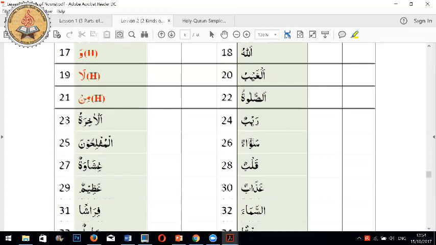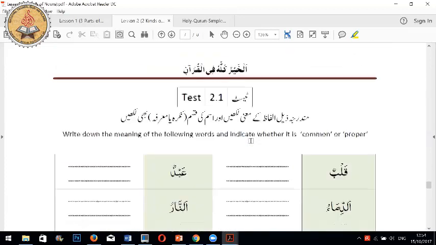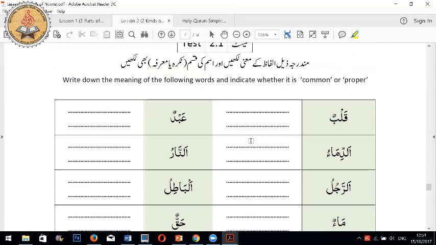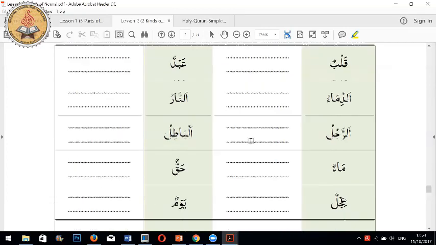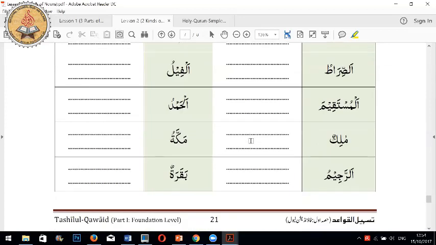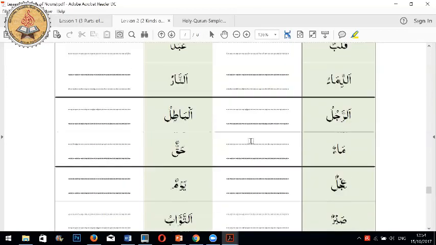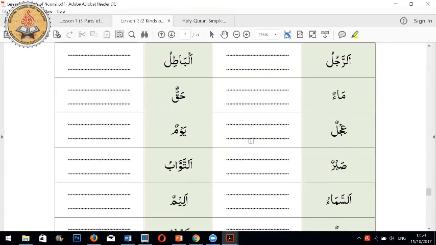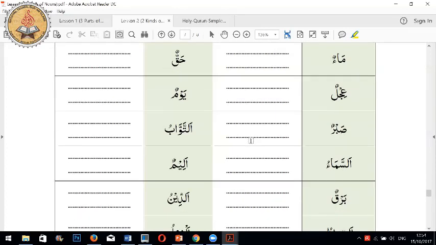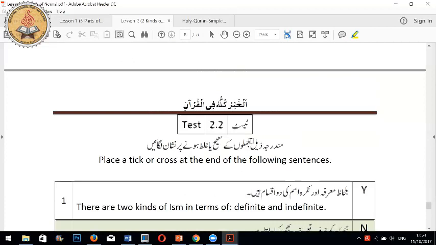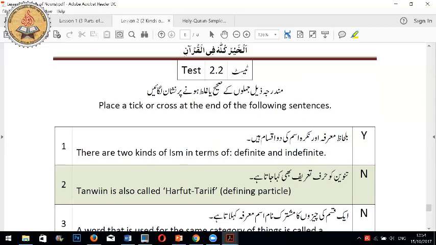Okay, and now we come to 2.1. This is again qalbun, abdun, annar, al-batil. Okay, so you have to find out. Many words basically have been taken from the first part, and the first two sections or afterwards. Okay, now we come to the last point, the last page.